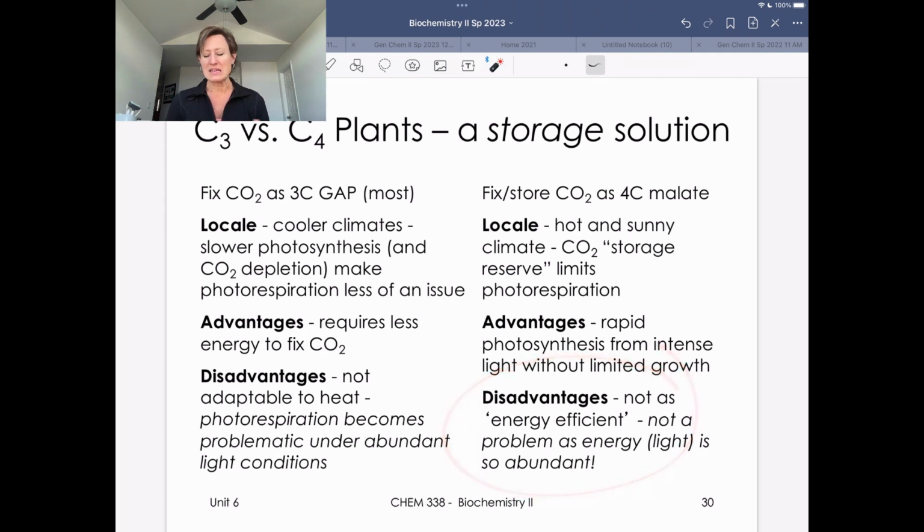But again, not being as energy efficient, right? You're going to have that futile cycle that potentially can happen, okay? But storing this 4-carbon piece and kind of stockpiling that CO2 is going to help sort of prevent that. Don't need to worry if you're kind of doing a little bit of extra work to store carbon dioxide in a different space because there's going to be lots of light energy around. You're going to be making lots of energy.